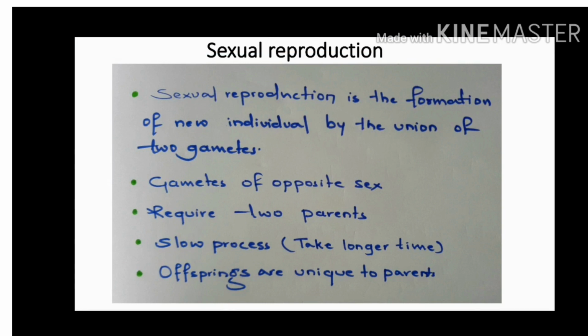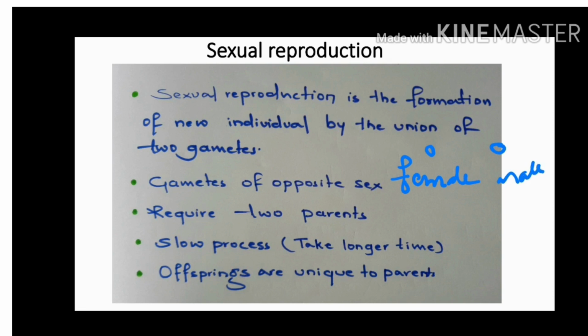Here there is a formation of a new individual, but how? After the union of two gametes, it means there is a necessity of what? Gamete formation. As in asexual reproduction, we have seen that there is no necessity of gamete formation. But in sexual reproduction, there is a necessity of gametes, and those gametes should be of opposite sex. It is very necessary. We require two gametes, and these two gametes should be of opposite sex. One should be female, one should be male.